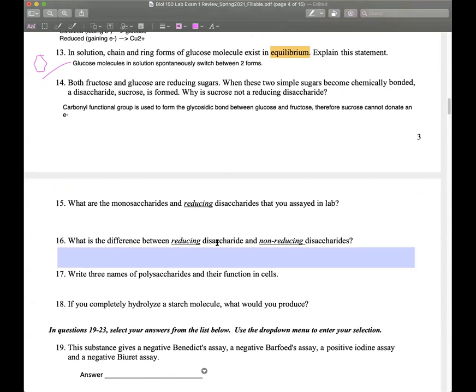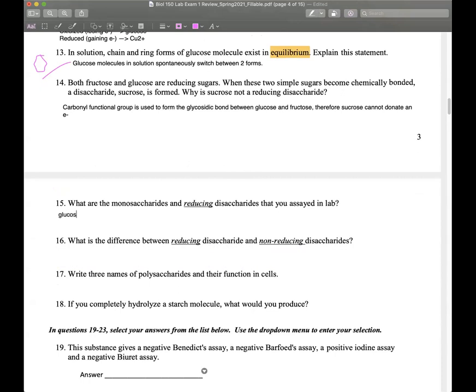All right, let's move on to, it's asking you for all the monosaccharides and reducing disaccharides that we assayed in the lab. So it might require you to go back to that lab exercise and look at that chart that you filled out.